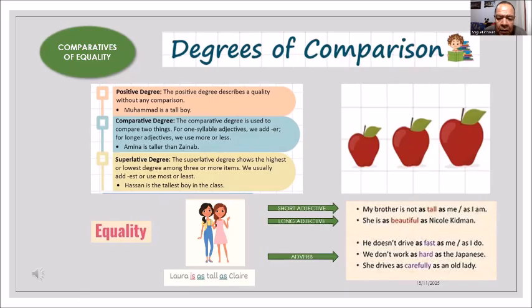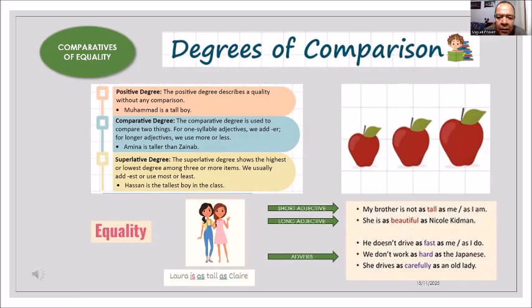Degrees of comparison. After remembering what an adjective is, go on saying that adjectives have three levels of comparison: positive, comparative, and superlative. These labels help us describe qualities in different ways. Positive degree. The positive degree describes a quality without any comparison. For example, Muhammad is a tall boy.